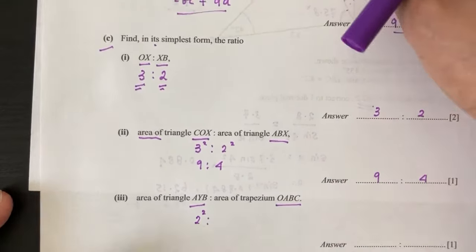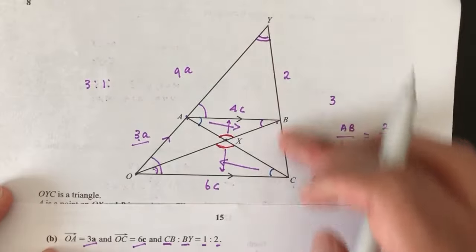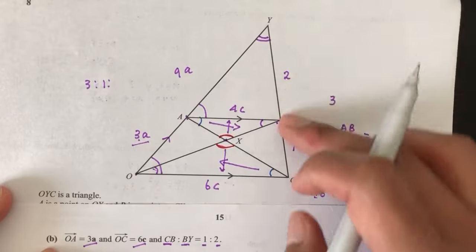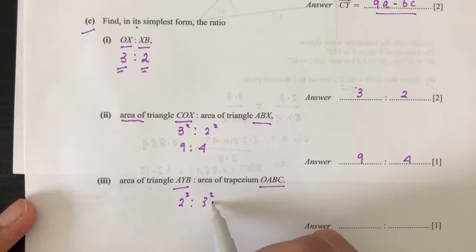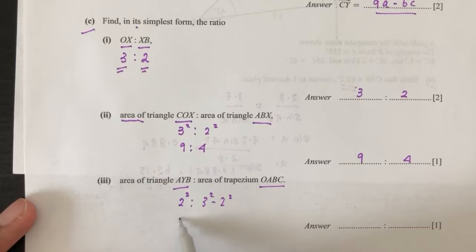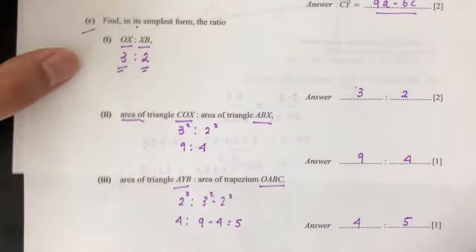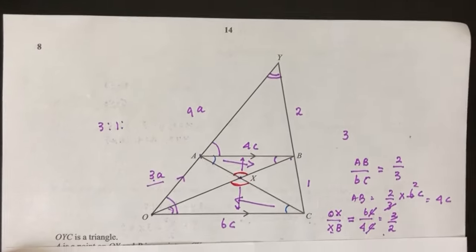And for the trapezium, it is actually this big one, which is 3 squared, minus a small one, 2 squared. So 3 squared minus 2 squared: 9 minus 4, which is 5. So the ratio will be 4:5. And that's it for question number 8.